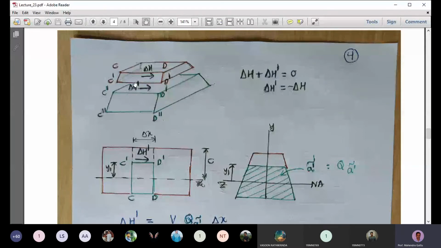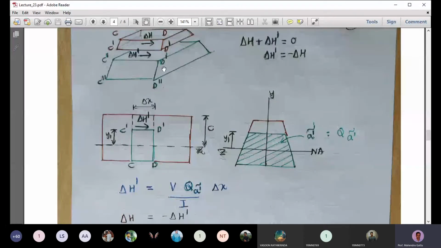Suppose we represent the shear force as delta h prime. For internal force balance, delta h plus delta h prime should be 0. So we get delta h prime is minus delta h, and this delta h prime will be opposite in direction to this delta h. So we can do an analysis of this cross section by taking the bottom part of the segment, and we can do a similar analysis. Previously we have done the analysis for the top segment. We can do the analysis for the bottom segment.